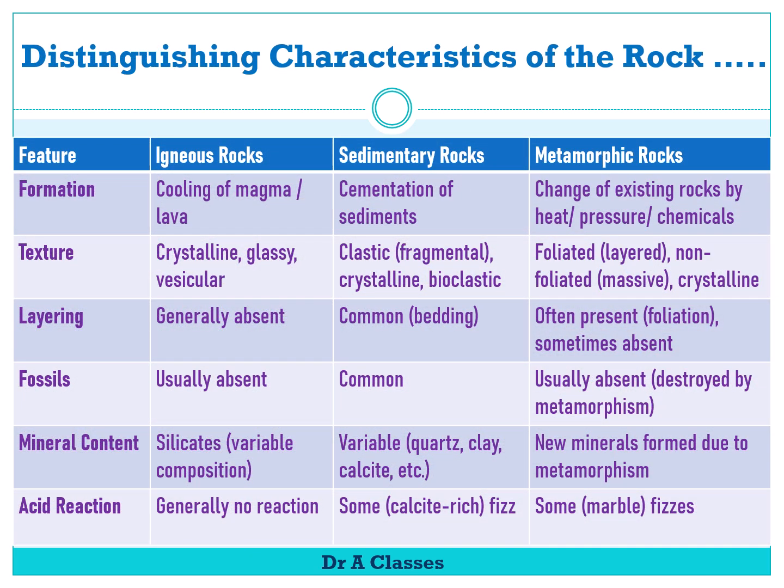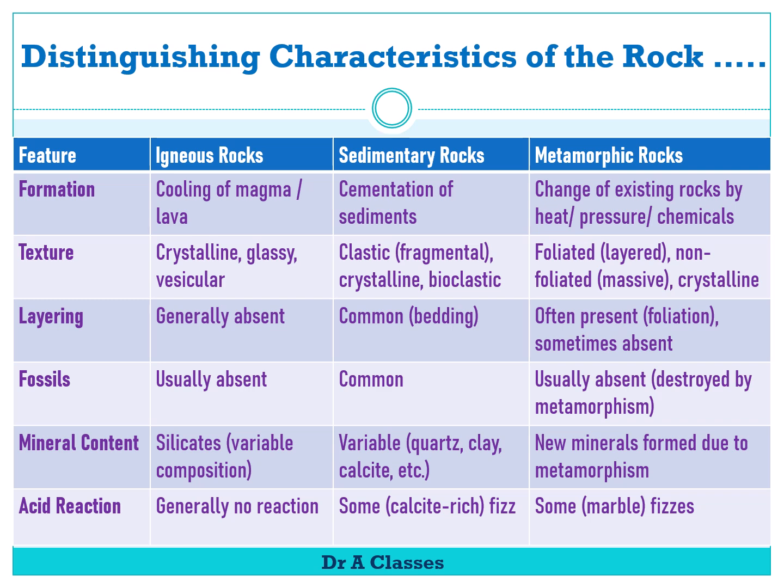Distinguishing characteristics of rock. The table provides a concise overview of the fundamental differences between the three major rock types: igneous, sedimentary, and metamorphic. It outlines key characteristics that geologists and engineers use to identify and classify rocks in the field and laboratory. These distinguishing features include the origin and formation process of each rock type, the resulting texture and structure observed in hand samples or outcrop, the typical layering patterns, the presence or absence of fossils, the general mineral content, and whether the rock exhibits a noticeable reaction with acid.